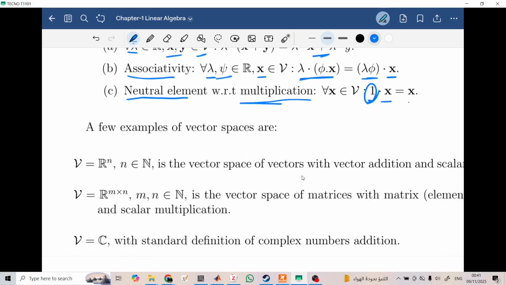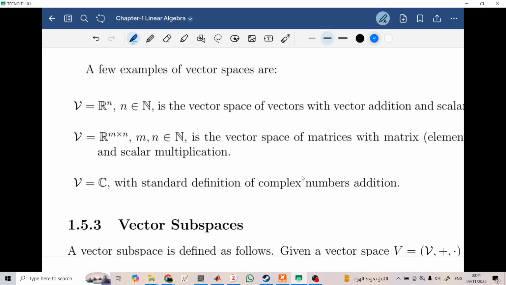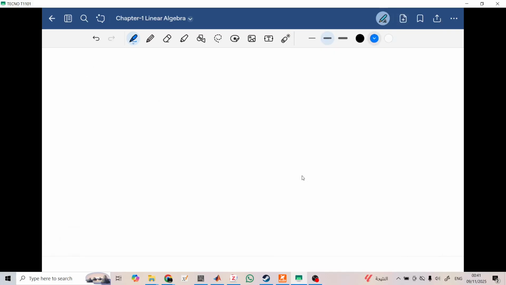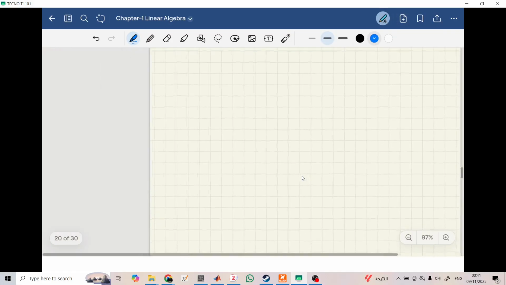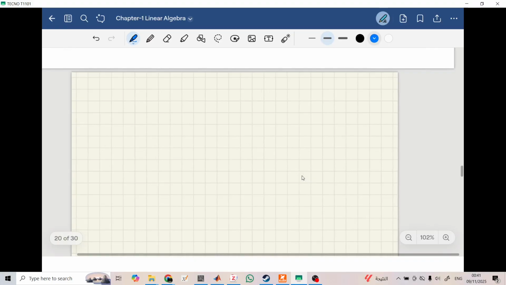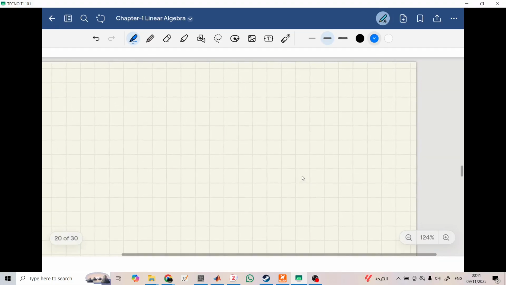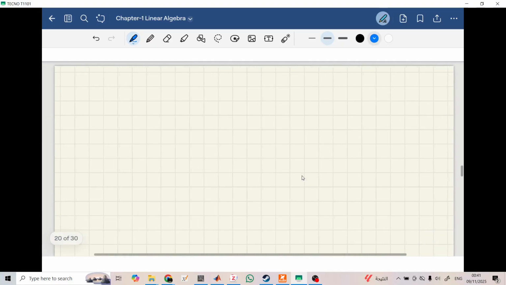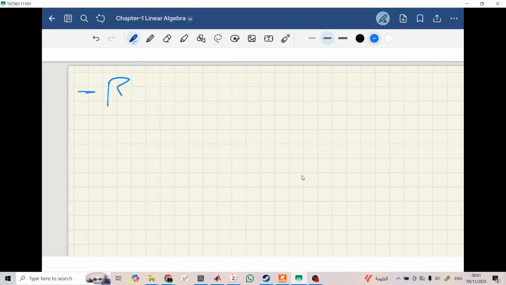A few examples that we have of vector spaces. Fortunately, we have Rn, meaning the vectors, and here we have the matrices, and here we have the complex numbers. Okay, so let's explain them. We said the first one is the vectors. Vectors are a vector space.